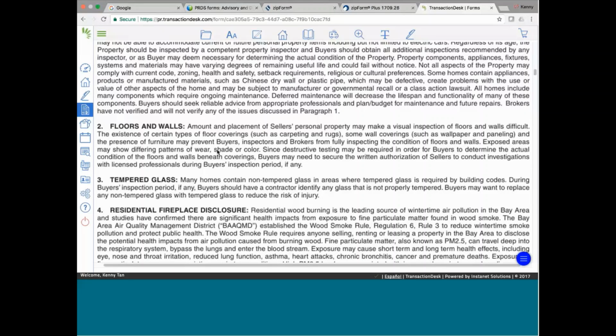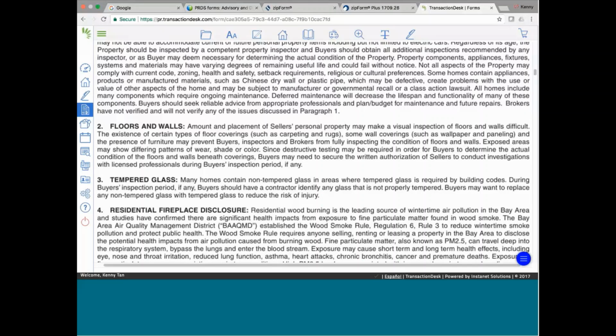So this is just to warn the buyer that sometimes certain walls could be covered because of personal property. The existence of certain types of floor coverings such as carpeting and rugs, some wall coverings such as wallpaper and paneling, and the presence of furniture may prevent buyers, inspectors, and brokers from fully inspecting the condition of floors and walls. There's another advisory that tends to protect who? Actually protect the agents. So basically it warns the buyer that sometimes this personal property may cover certain defects about the property, the real property, okay?